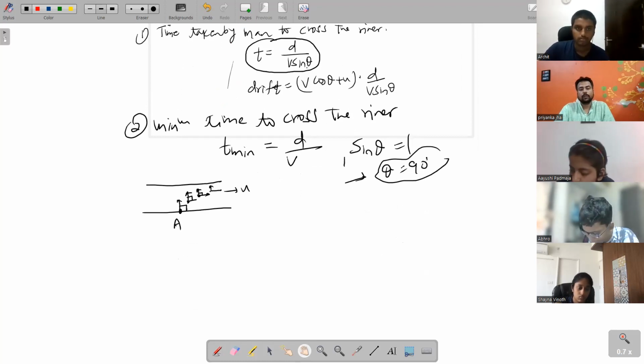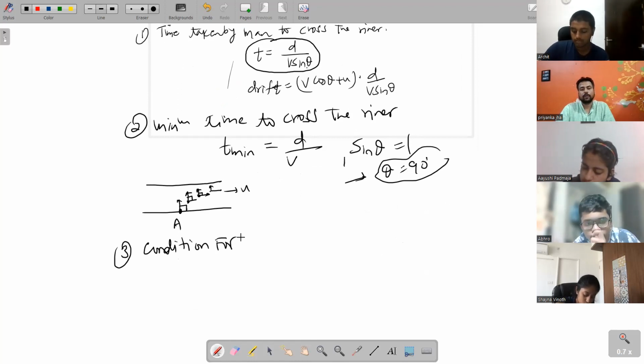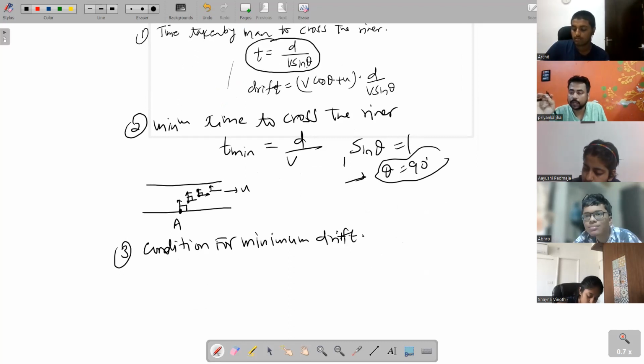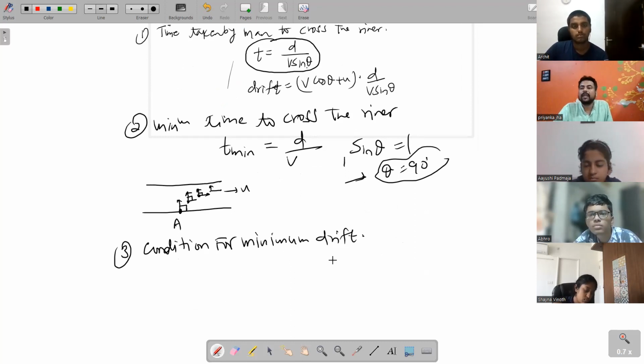तो कंडीशन फॉर minimum drift. I am not telling you to remember the formula. I am just telling you to understand the mechanism. मैन के वेलोसिटी को जो कंपोनेंट में ब्रेक कर दो, रिवर का देख लो और एनालाइज कर दो, सीधी सी बात है. अब क्योंकि बुक में ये सब चीजें लिखी होती है, दैट्स व्हाई आई एम ड्राइविंग इट ऑन.